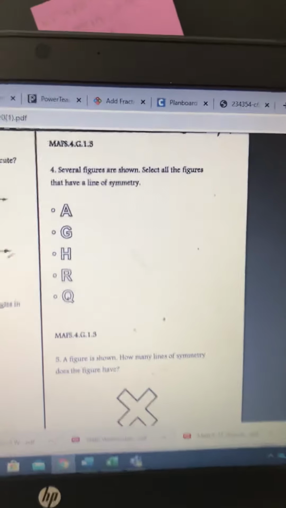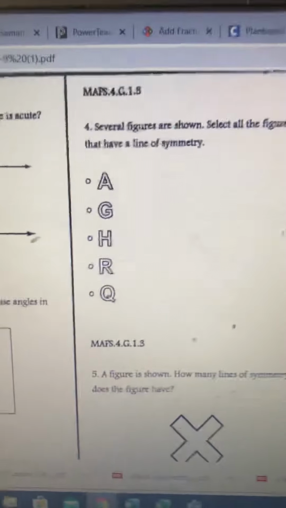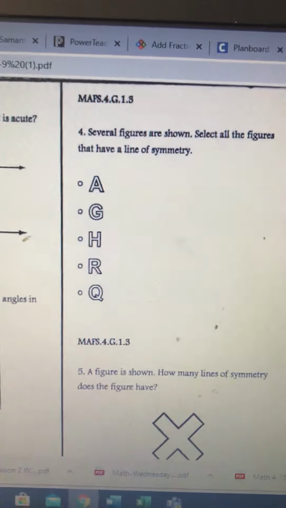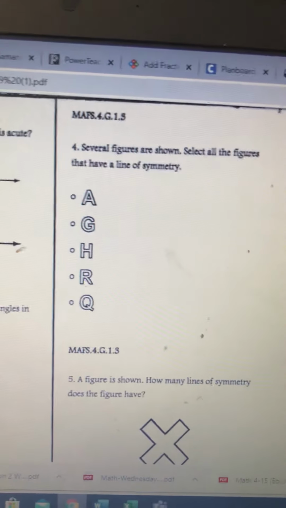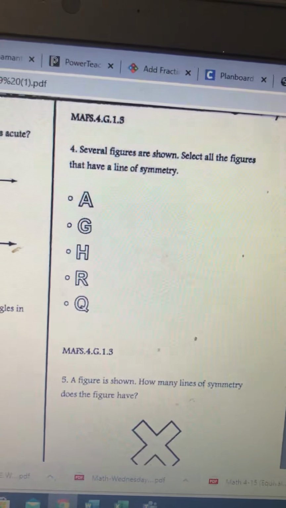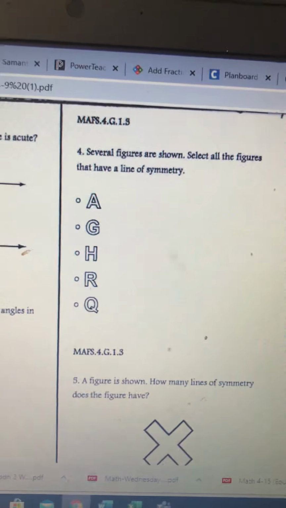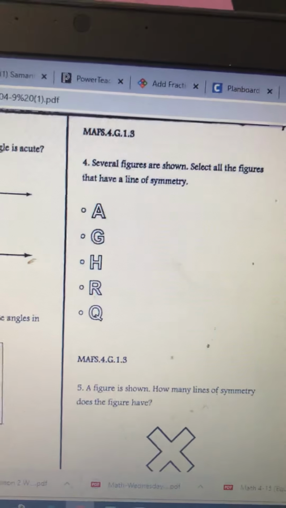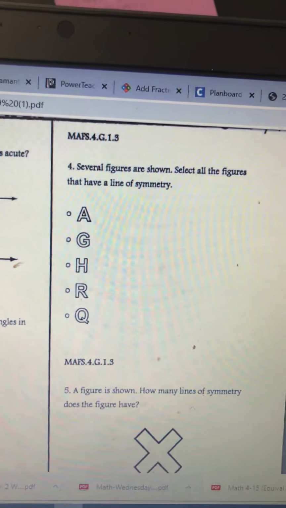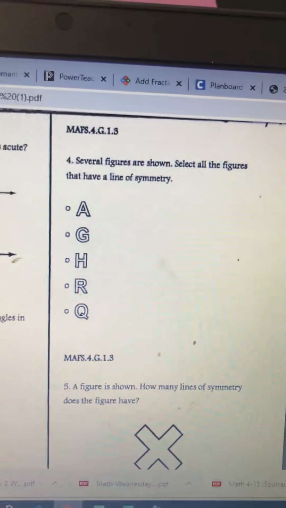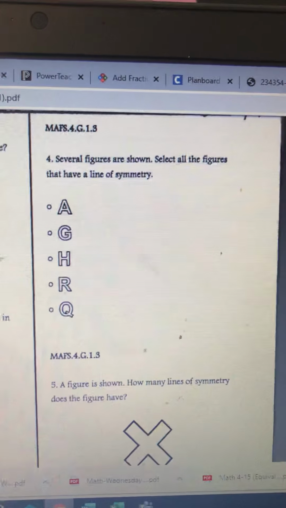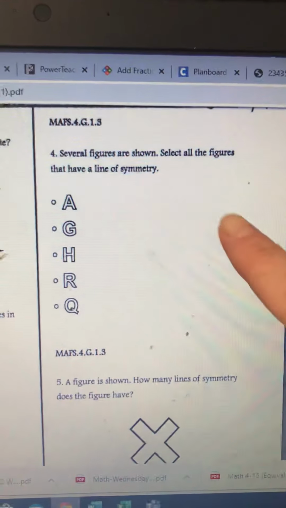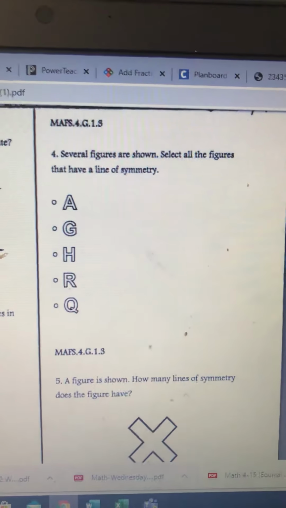4, which one of these has line symmetry? So remember, line symmetry means that if you draw a line down the middle of the shape or across or diagonal, is it going to fold over and match up equally? So if you put a line, are both sides the exact same? That would have a line of symmetry. So you have to select all, which means there's going to be more than one.